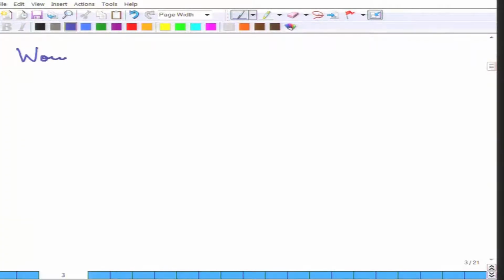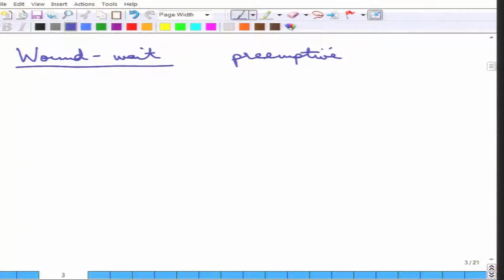So the other thing in this is the wound-wait scheme. This is preemptive. And again we will see what preemptive means later, but let us see what happens. Older transactions kill newer ones. So this is interesting. So kill young transactions. Okay. Now what does this mean?